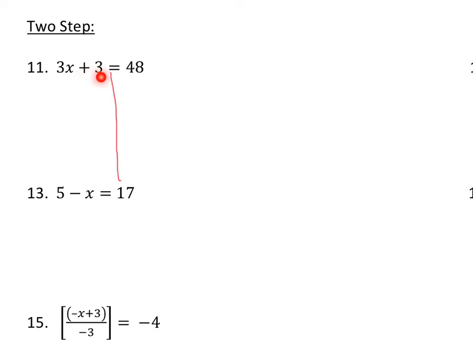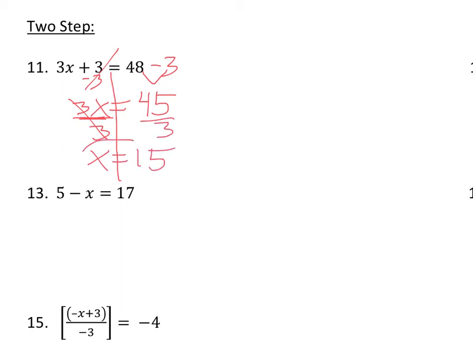To get rid of the plus 3, I do the opposite. I subtract 3. So I subtract 3 from the 48. So on the left side, I just have 3x equals, and then 48 minus 3 is 45. And then since this is 3 times x, since you're multiplying it, I divide by 3 to get x by itself, divide this by 3, and 45 divided by 3 is 15. So that took me 2 steps there. So that's our answer.